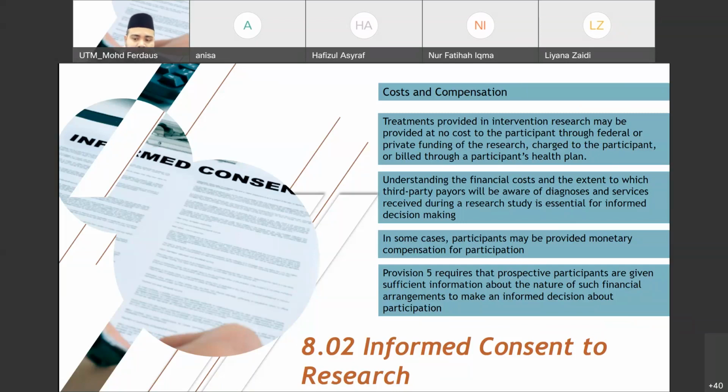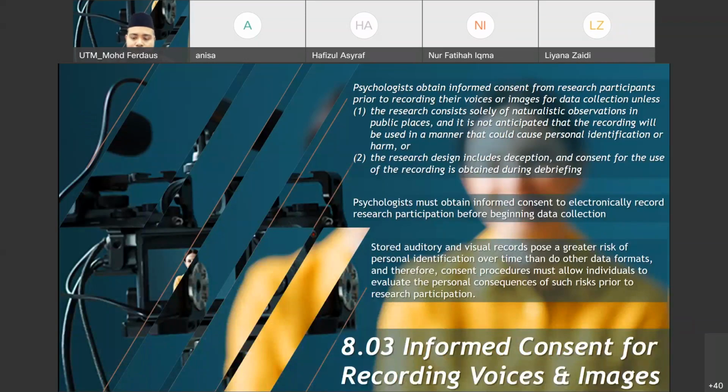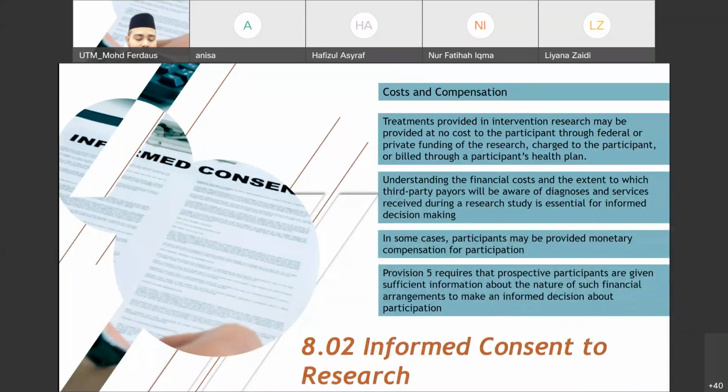In some cases, participants may be provided monetary compensation for participation. Provision 5 requires that prospective participants are given sufficient information about the nature of such financial arrangement to make an informed decision about participation. So if you are giving them some token of appreciation, some reward, some incentive, we need to specify and detail it out. So those are all the considerations that we need to do.